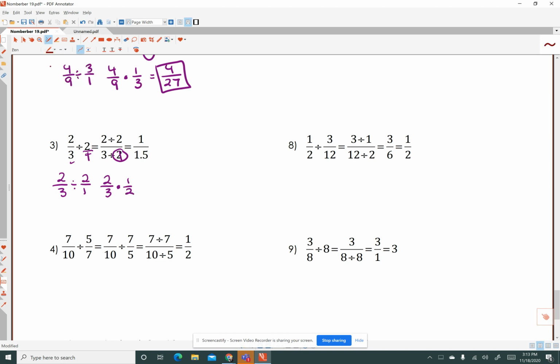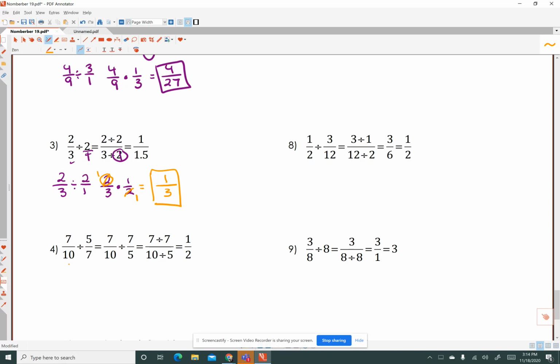Now it looks like we can really simplify here. 2 divided by 2 is 1. 2 divided by 2 is 1. 1 times 1 is 1. 3 times 1 is 3. So 1/3 is our final answer.